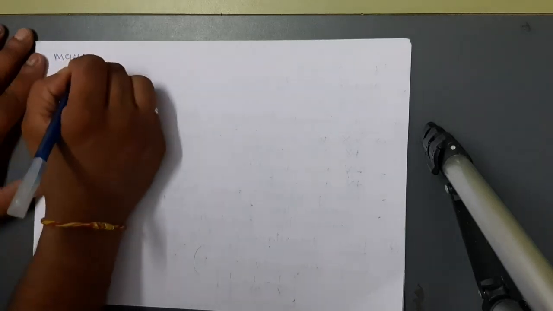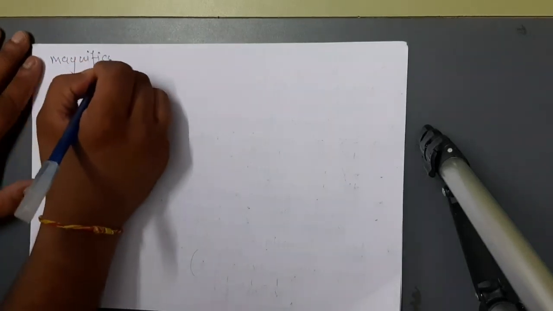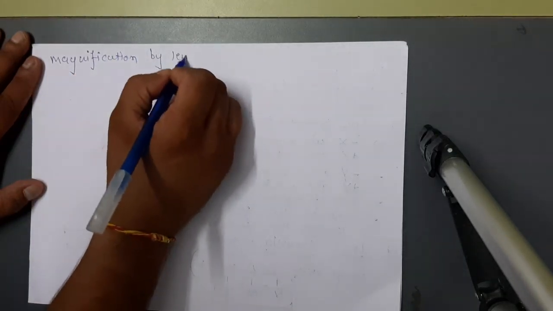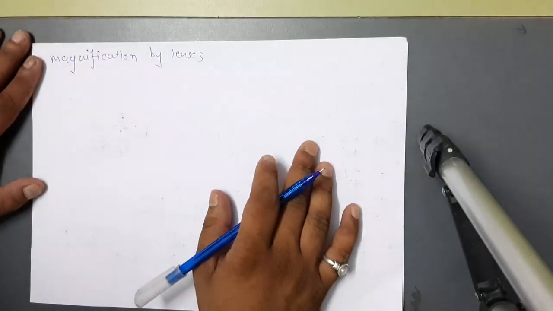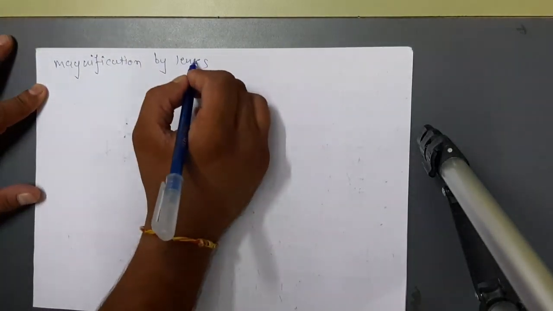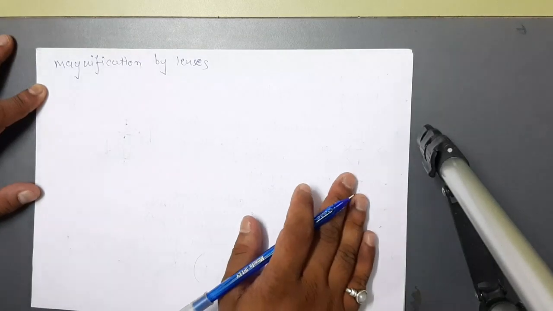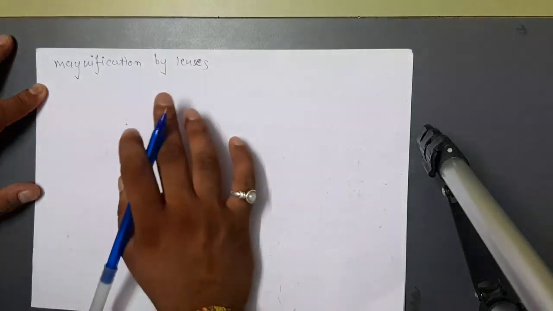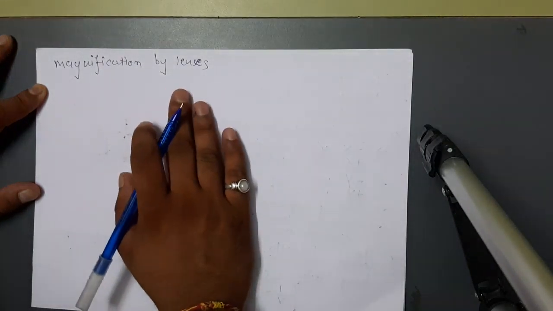Then we will study magnification by lenses. It is the same as the magnification in mirrors, where we studied what magnification is. Magnification is the ratio of height of image to height of object. Similarly, it can be the ratio of image distance to object distance. So let's define it.